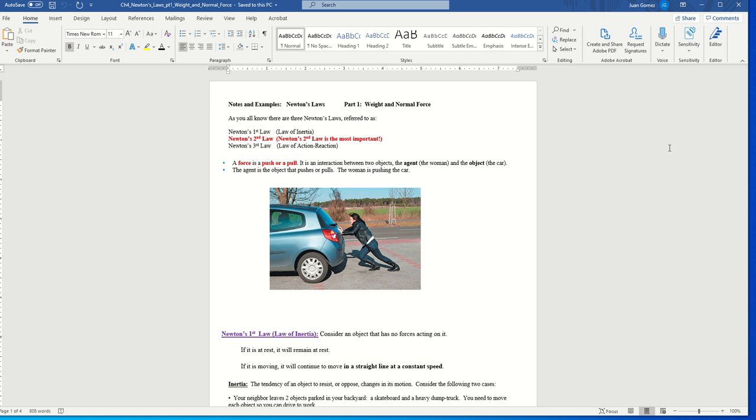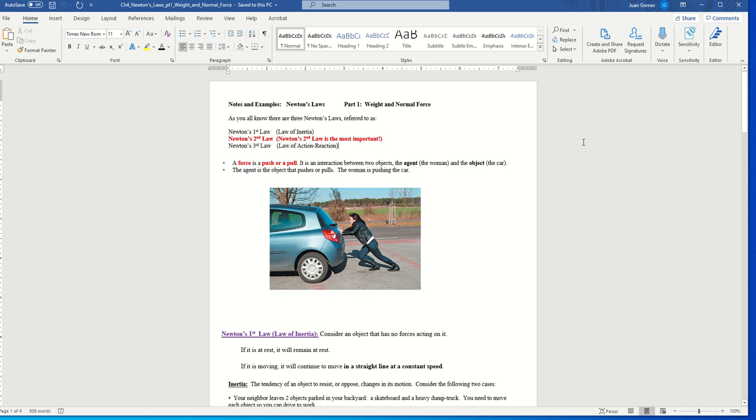The next unit will cover Chapters 4, 5, and 6 in the OpenStax text. So this is the first one from Chapter 4, and all three chapters deal with Newton's laws. I think you all know that there are three Newton's laws. We refer to them as Newton's first law, which is also called the law of inertia. Newton's second law is the most important one that we'll focus on for the next test. And then we also have Newton's third law, which is also called the law of action-reaction.